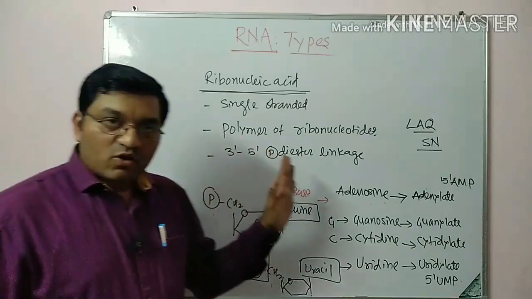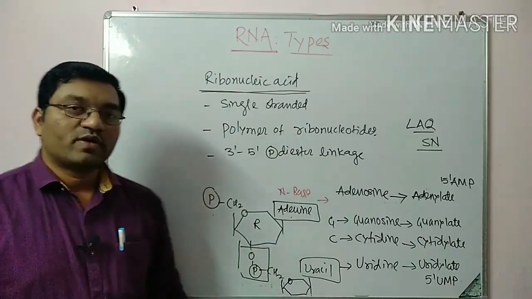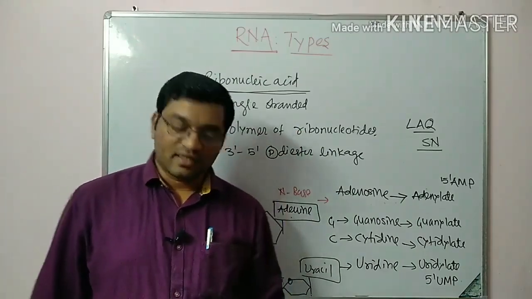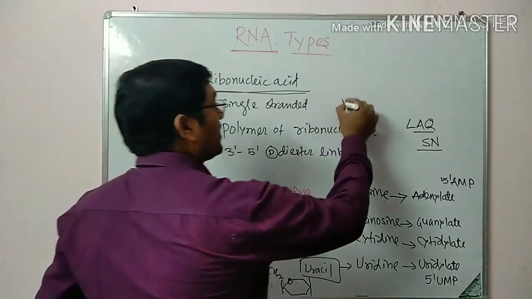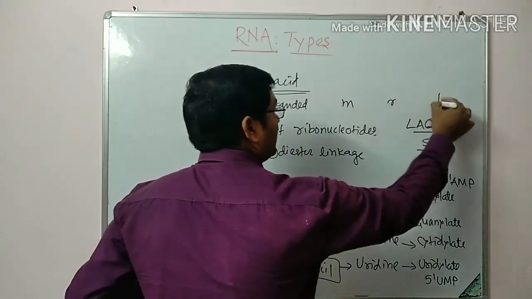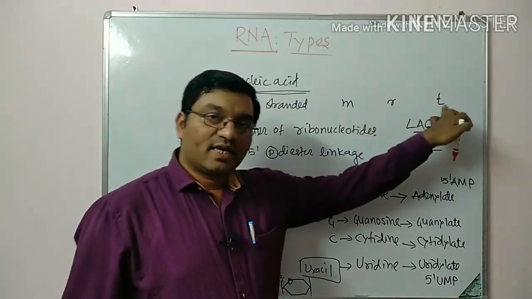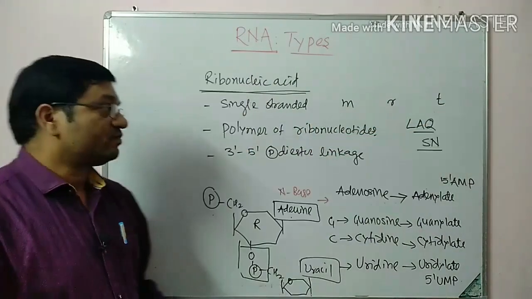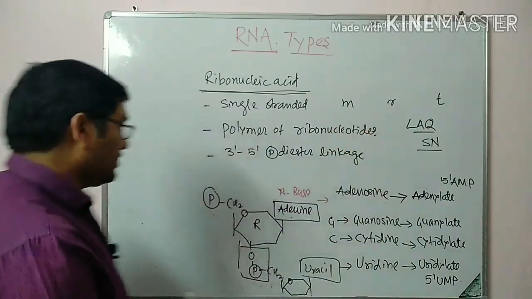These are RNA molecules, single-stranded polyribonucleotides with 3' 5' phosphodiester linkage. There are three major RNA molecules, that is mRNA, rRNA and tRNA: messenger RNA, ribosomal RNA and transfer RNA. Okay, these are the three major types of RNA.